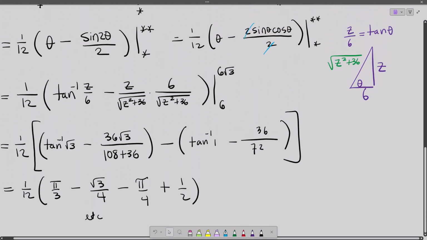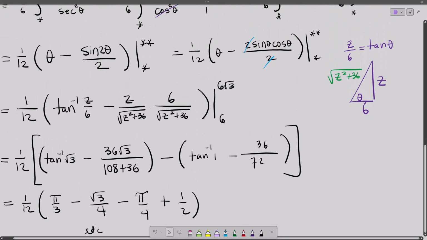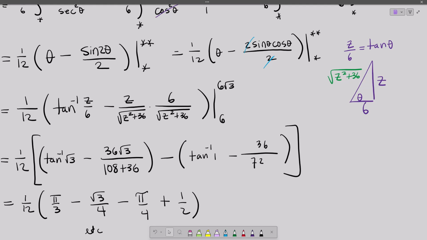All right, question on any of those steps? Please don't say all of those steps.